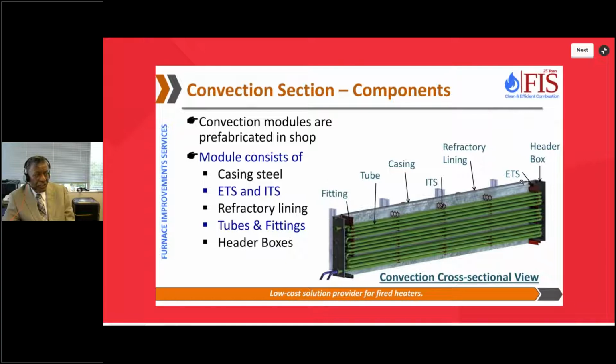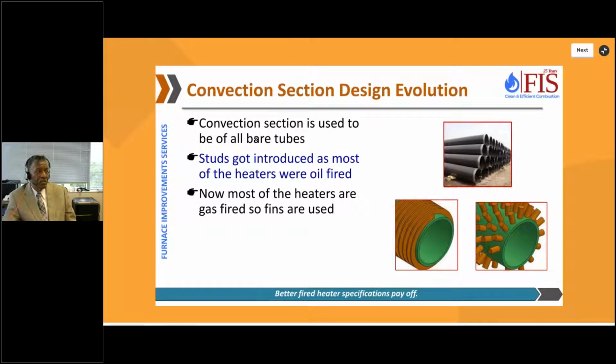It's basically showing you the casing, refractory, tubes, intermediate tube supports, header boxes on both sides where the return bends are housed. So that's typically the layout of a convection section. As I said, they all used to be bare tubes. And then we started with studded tubes. Studded tubes are mostly used for oil firing. But now everybody has changed over to gas firing. So fin tubes are used in most of the convection sections.